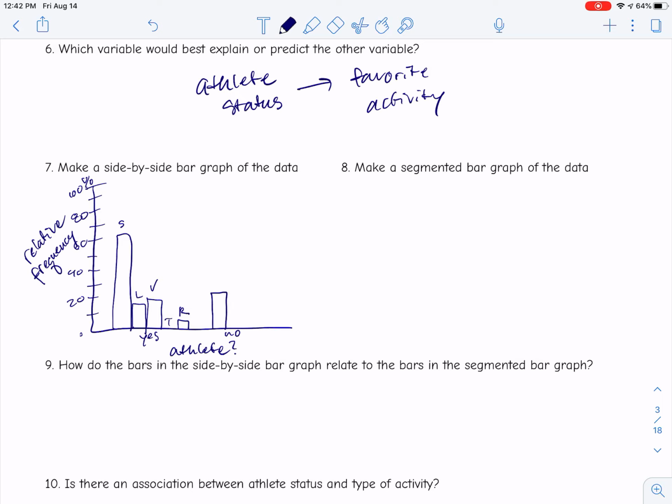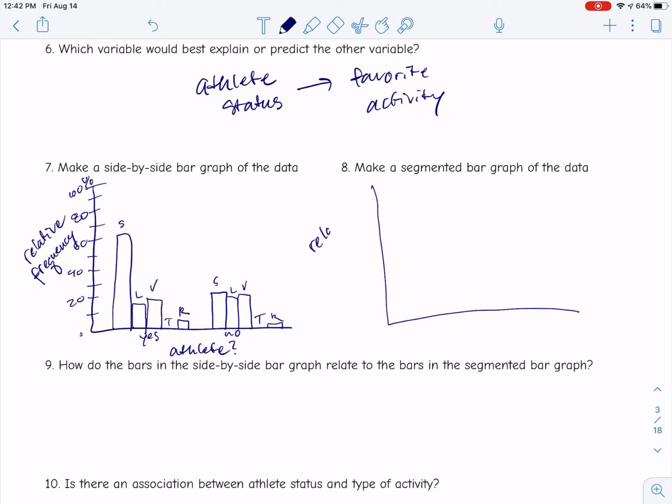And for those students who are not athletes, 33% said sports, about 30% said Legos, 33% video games, 0 for TV, and 3% reading.